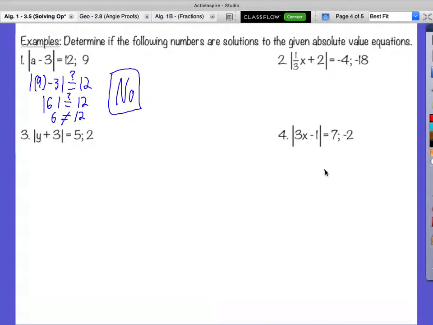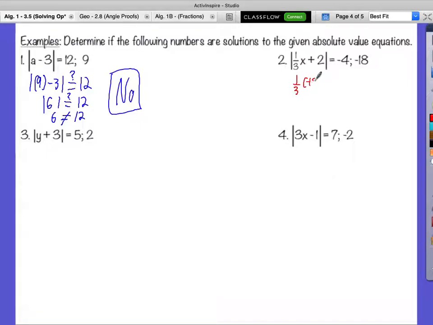Okay. On the second one here, we're going to do the same thing. The absolute value of 1/3 x plus 2 is equal to negative 4. And we're trying to test out, which is why it's going after the semicolon, if negative 18 is a solution. How are we going to figure out if negative 18 is a solution or not? Plug it in.